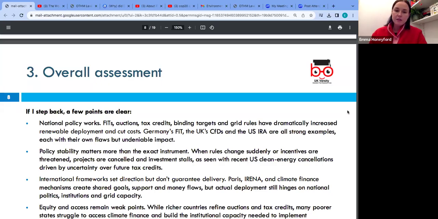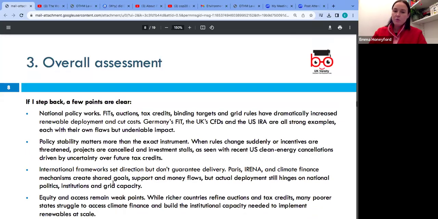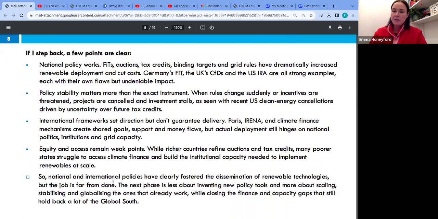Policy stability matters more than the exact instrument. When the rules change suddenly or incentives are threatened, projects can be cancelled and investment stalls. We've seen this recently with the US clean energy cancellations driven by uncertainty over future tax credits. So the political landscape has implications for the energy transition. International frameworks set direction but don't guarantee delivery. The Paris Agreement, IRENA and climate finance mechanisms create shared goals, support and money flows, but the actual deployment still hinges on national politics, institutions and grid capacity.